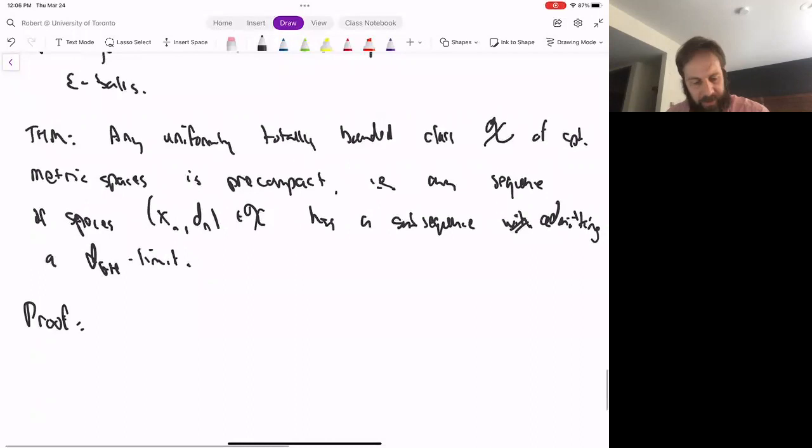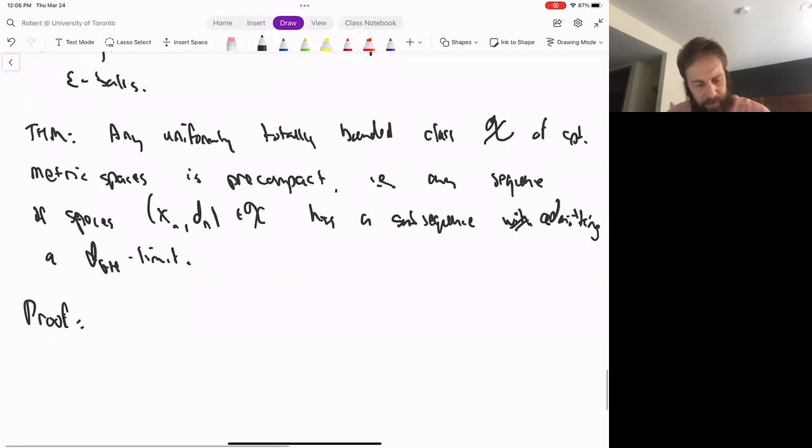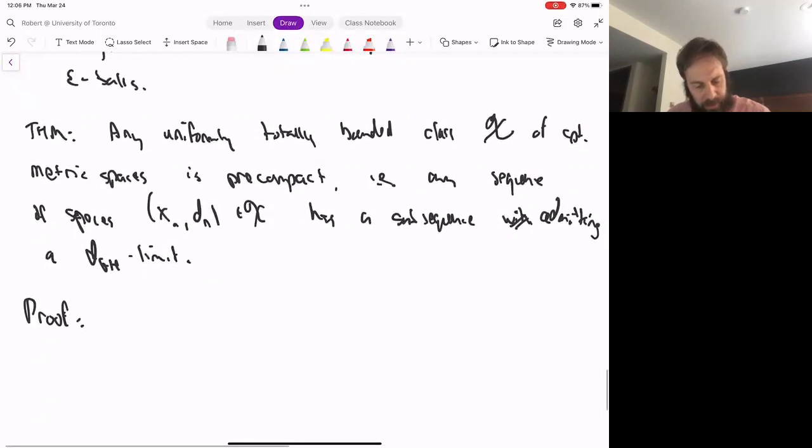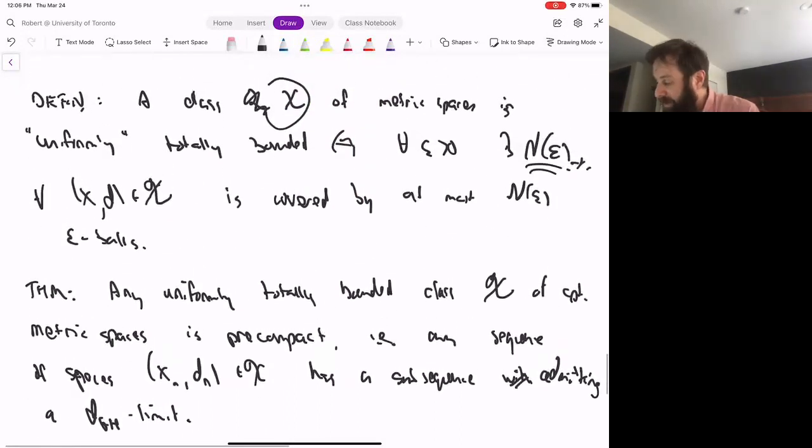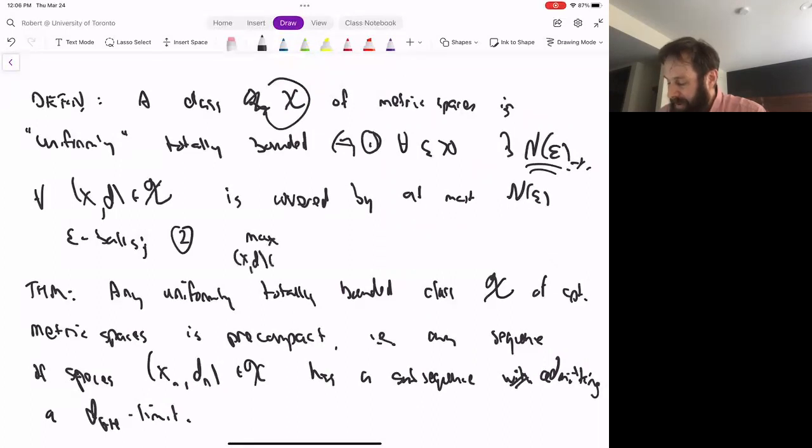Oh, and maybe I missed part of the definition of uniformly totally bounded. So first of all, it should have this uniform bound, and secondly, the maximum over all spaces in script X of the diameter of the space should be bounded.